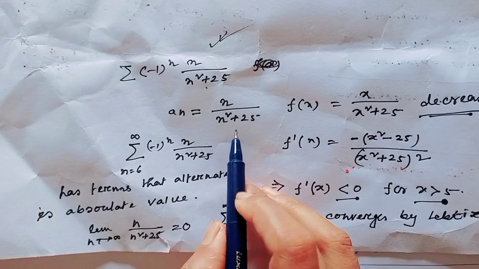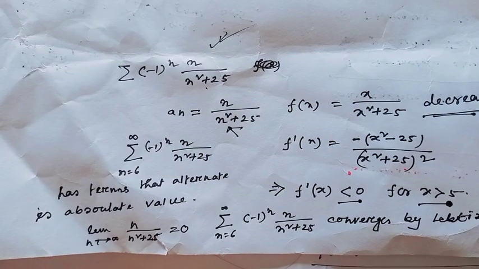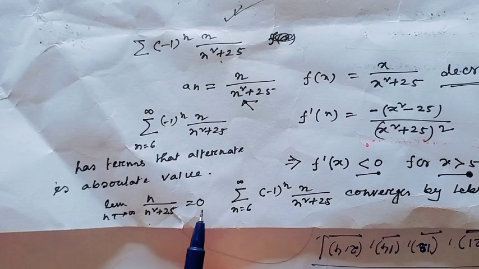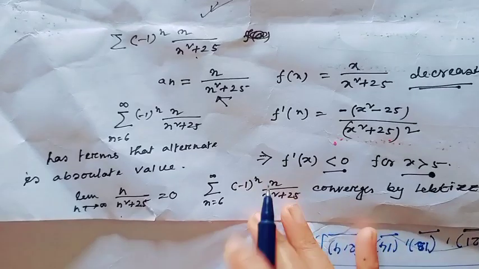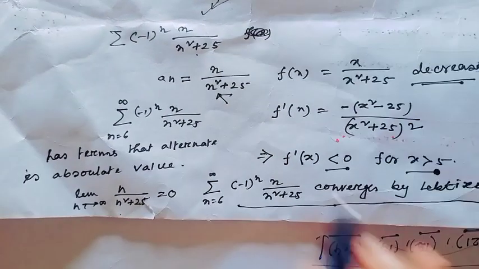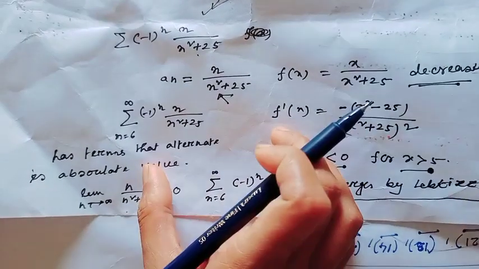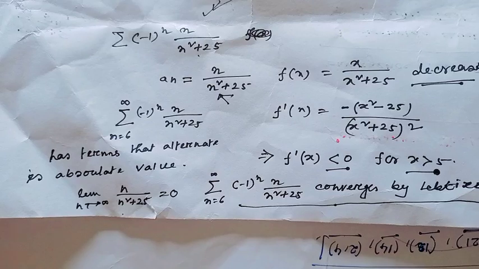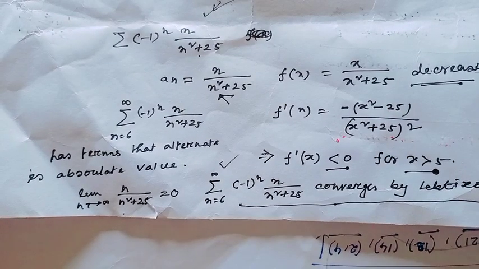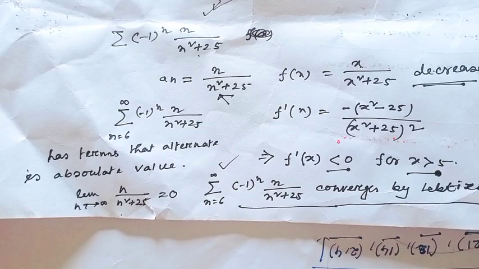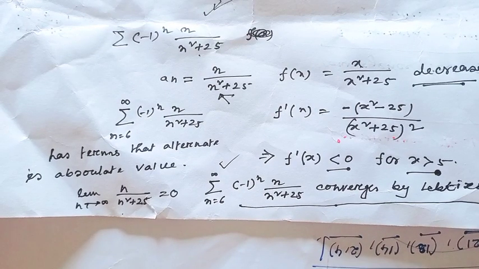That means since a_n is a decreasing sequence and the limit as n goes to infinity of a_n equals 0, therefore the series converges by the Leibniz test, because this sequence is decreasing and its limit as n goes to infinity tends to 0. Therefore by the Leibniz test we can tell this series is a convergent series. I hope all my viewers have understood clearly in which type of series the Leibniz test is applicable.